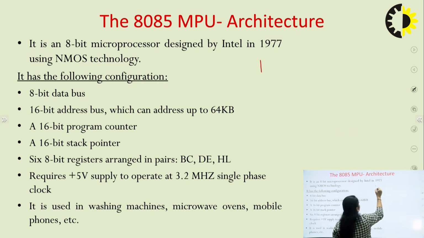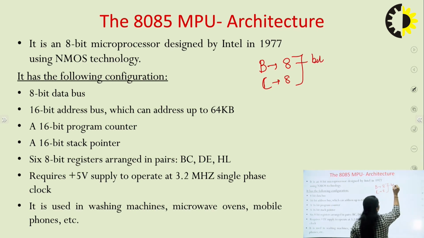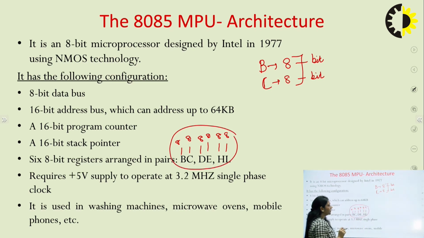Here there are 6 registers, B and C. We will talk about B and C only. These registers are 8-bit each, and all the registers C, D, these all are 8-bit each. So the microprocessor has 6 general purpose registers.